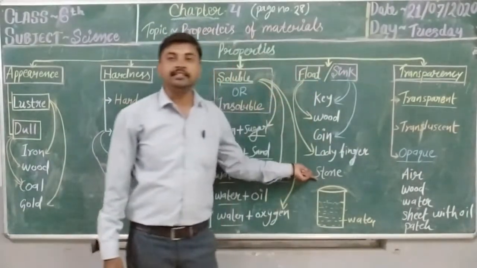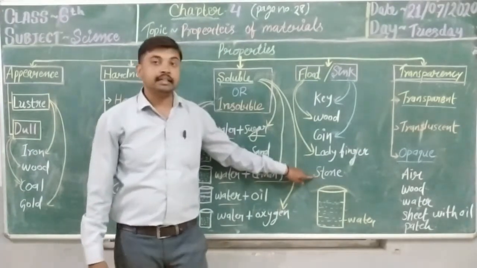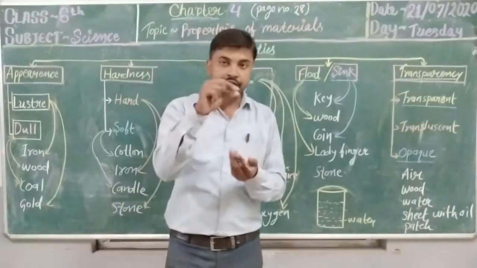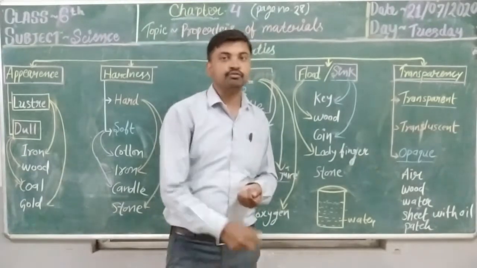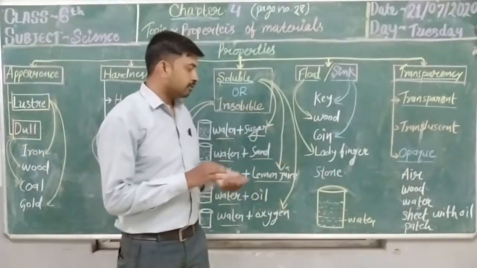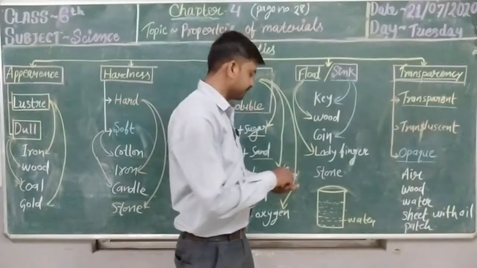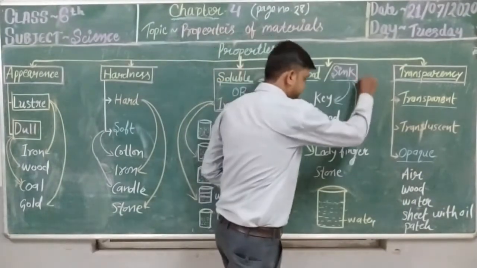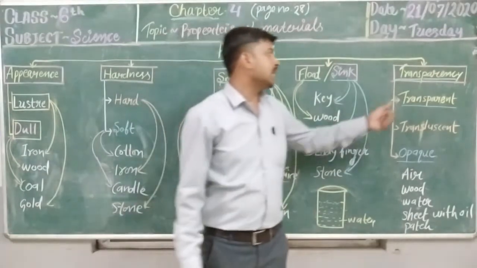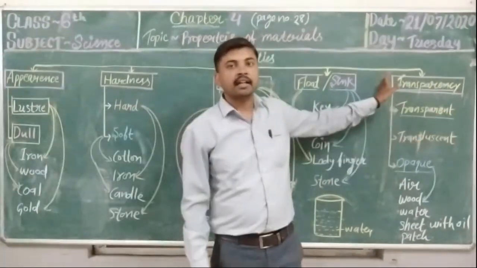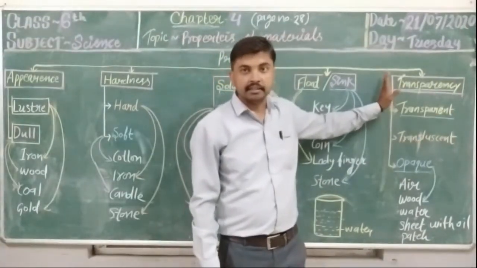Then the last one is stone. When we put stone into the water, it dips into the water, it sinks into the water. Okay, so it means it shows the property. Which property? Sink property. Okay, and then we come to the last point, transparency.